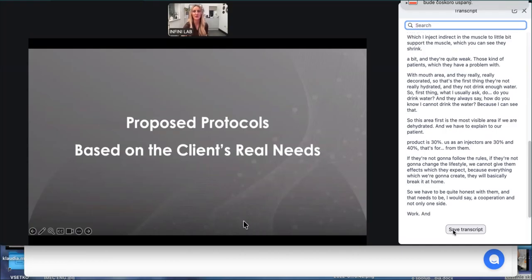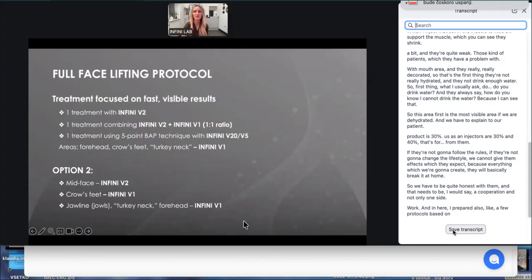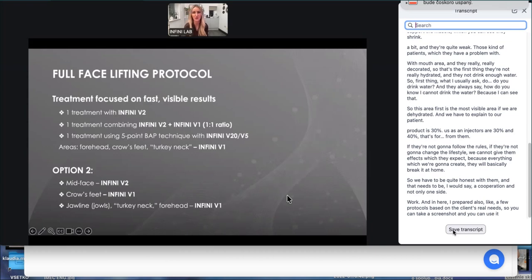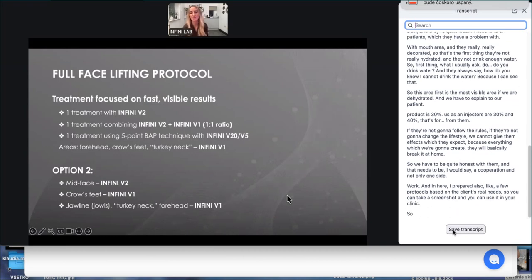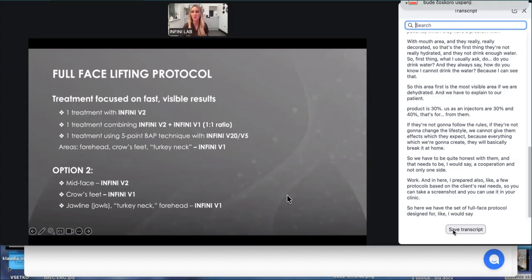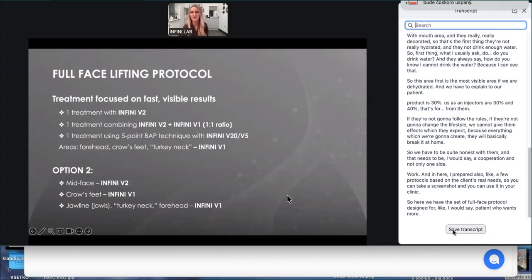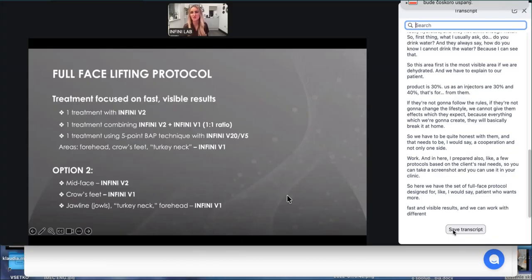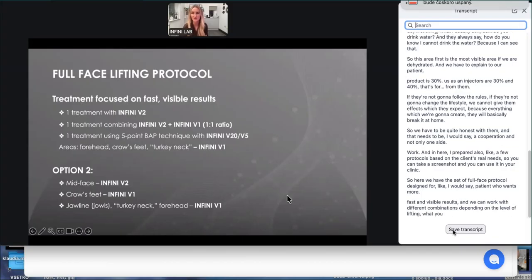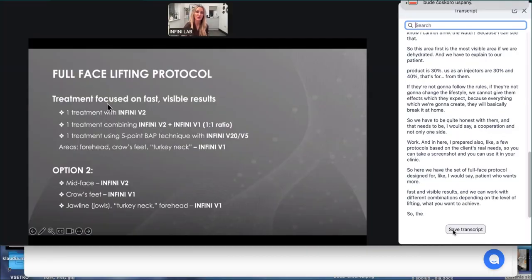And in here, I prepared also a few protocols based on the client's real needs. So you can take a screenshot and you can use it in your clinic. So here we have the set of full face protocol designed for a patient who wants more fast and visible results. And we can work with different combinations depending on the level of lifting you want to achieve. So the first treatment is going to be with Infini V1, V2.